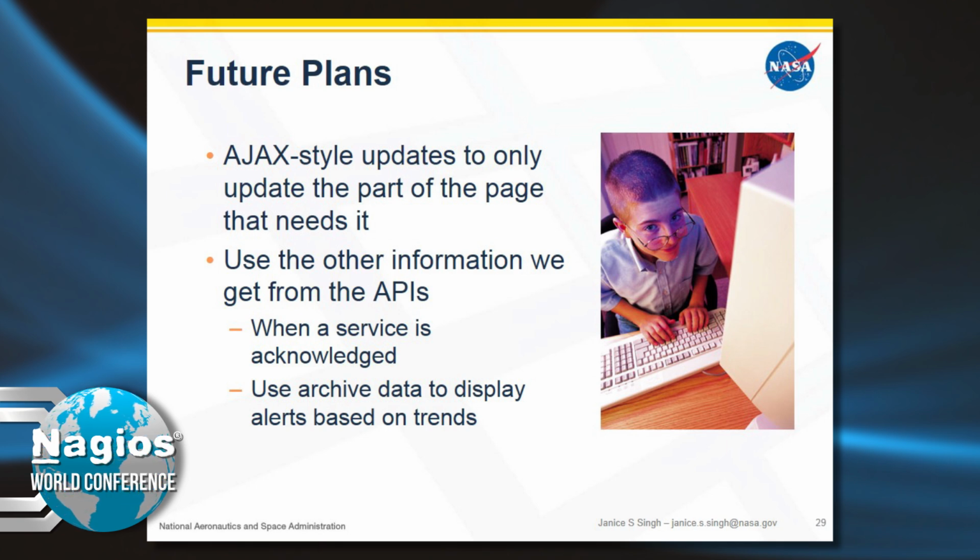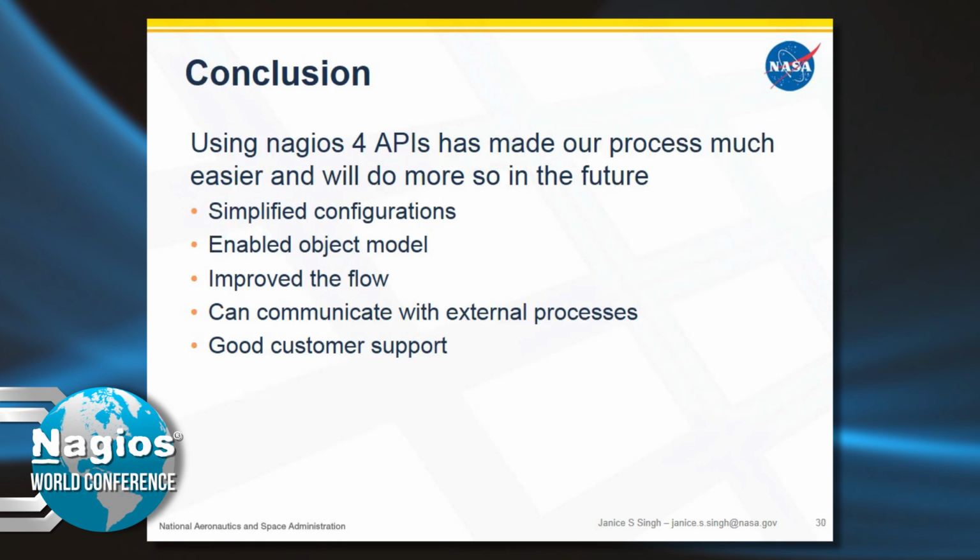Other things like the host up or down, I mean, that's not going to be based on a trend, but some things might be useful, and I can see using the archive data for that. So basically, being able to use the APIs has simplified things greatly for us. We're able to use the object model. We have less configuration, and our processes, as you saw from the boxes, are far simpler now to do this, and we had great customer support, which is the way that this has been possible.